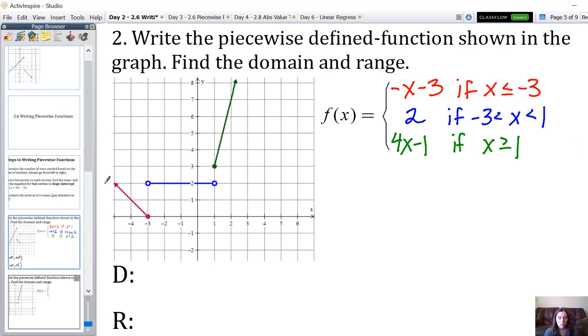Our domain, going from left to right, we're not having to make any jumps in our x values, so we've got -infinity to infinity. For our range, the lowest that this graph gets is at the y value of 0. There's a filled-in circle, so we're going to put our bracket going from 0, and then starting there we have this arrow going upward forever, so this is going towards infinity.